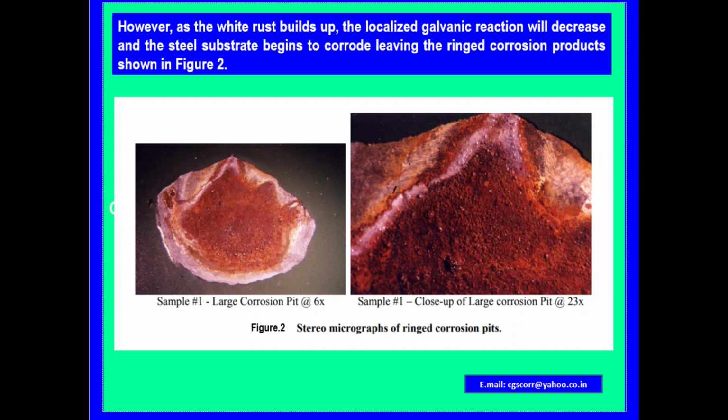However, as the white corrosion product builds up, the localized galvanic reaction will decrease and the steel substrate begins to corrode, leaving the ringed corrosion products, reddish orange corrosion products of steel, as shown in Figure 2 below.